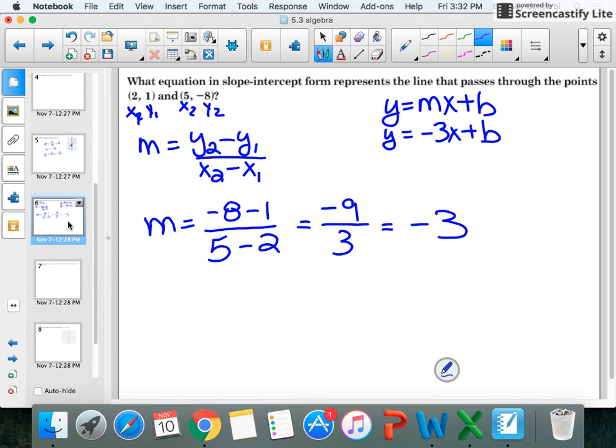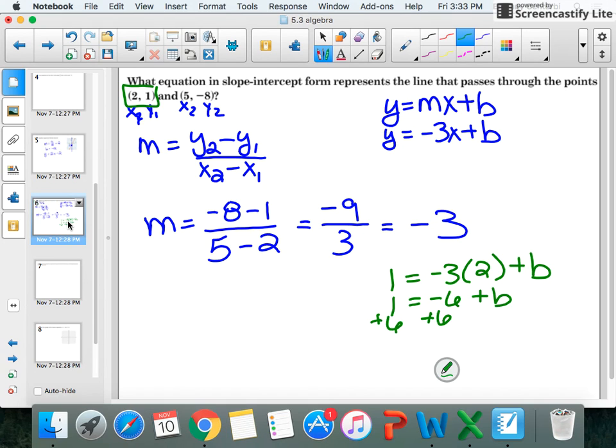Then we have an x and a y, though. So we do have an x and y over here with our points. It doesn't matter what point you pick, but I'm just going to pick the easier point, which is 2 and 1. So 2 is our x value, and 1 is our y value. So we're going to plug in 1 for y, and we're going to plug in 2 for x, and then we're going to solve for b. So 1 equals -3 times 2 is -6 plus b, add 6 over, so you get b equals 7.